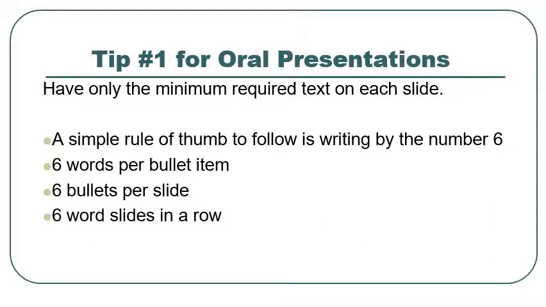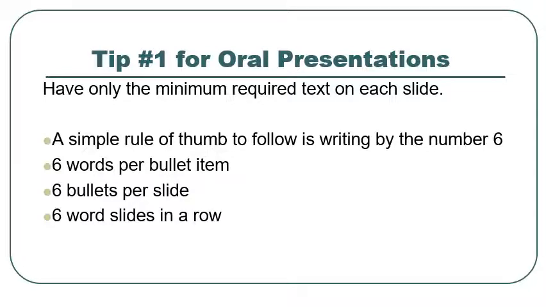So now the 9 tips for oral presentations, online or digital presentations. Try to remember that you should have only the minimum required text on your slide. A simple rule of thumb is the rule of six. So 6 words per bullet item, 6 bullets per slide, and 6 word slides in a row. So whenever you're making presentations, try to include this.